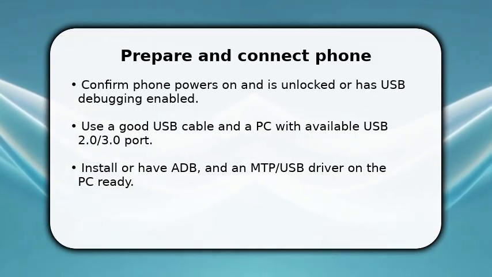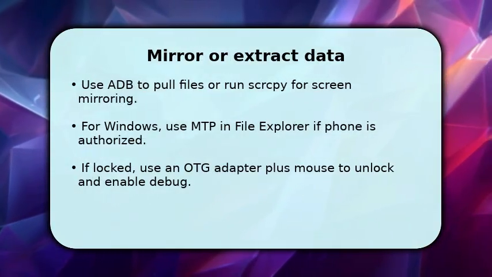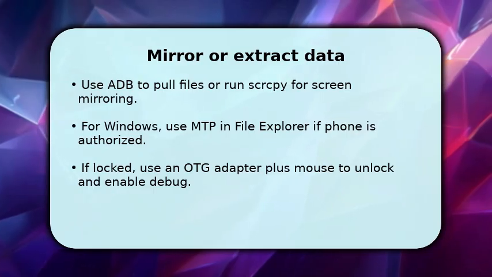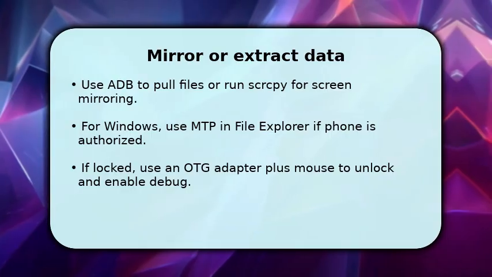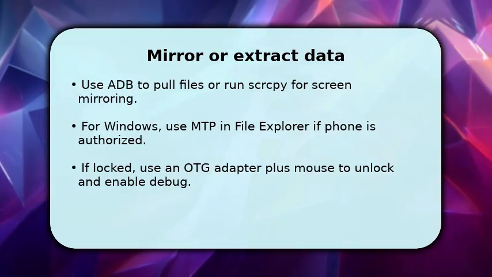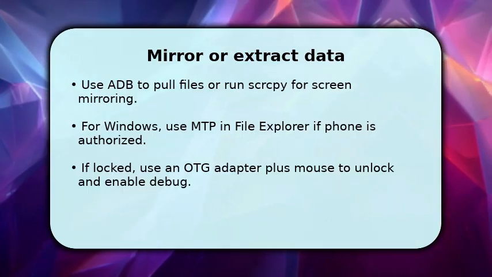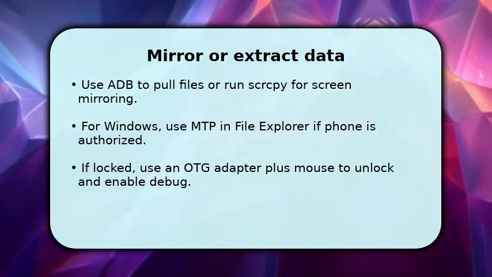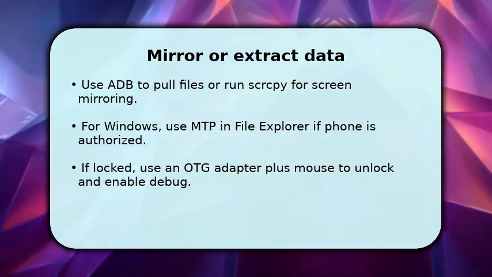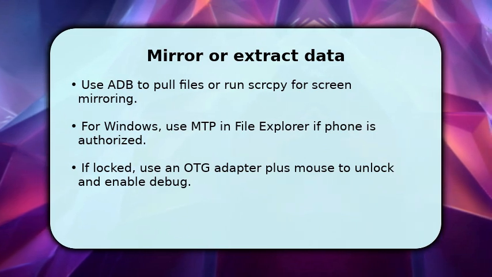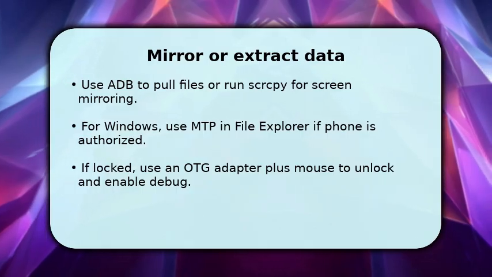Now you perform the core actions, either mirror the screen or extract files. If ADB is available, run adb devices to confirm connection and use adb pull to copy important folders. This is faster and preserves file structure. Alternatively, launch scrcpy to mirror and control the phone from the PC, which helps when the touch is unusable. If MTP appears in File Explorer, drag and drop media directly. If the phone is locked, connect an OTG adapter and USB mouse to unlock and enable settings.